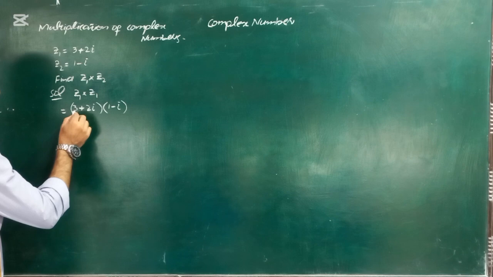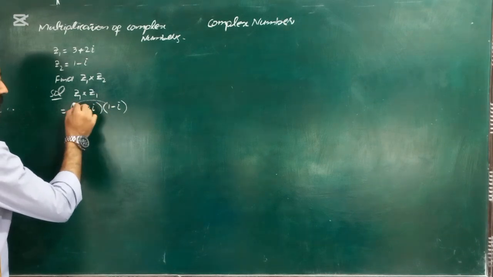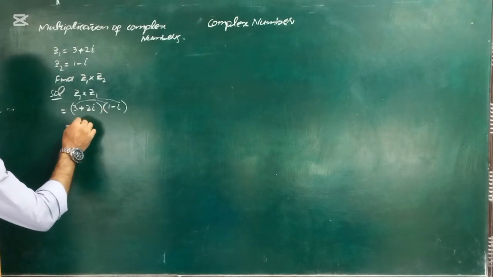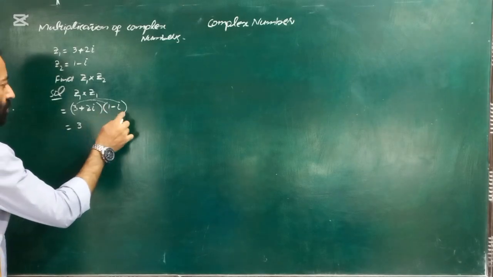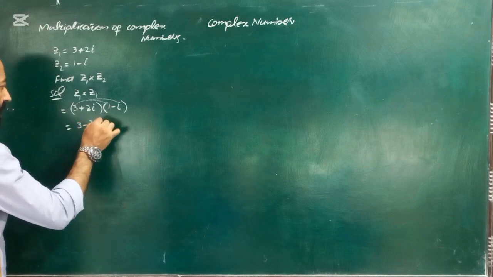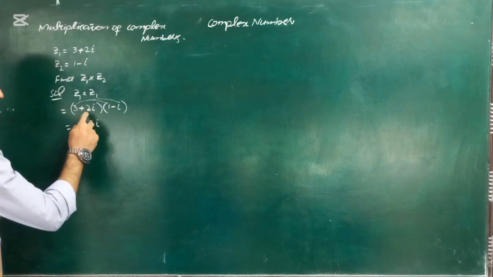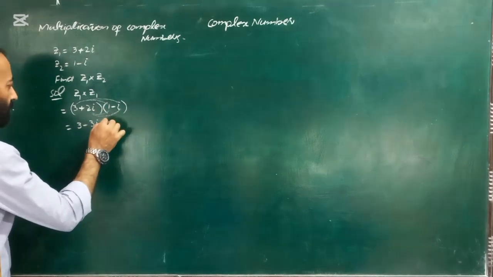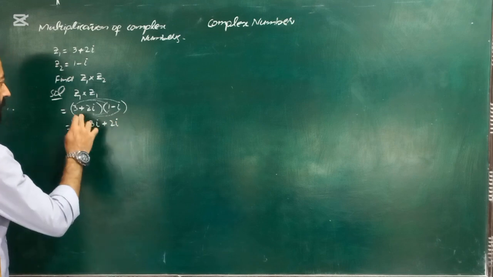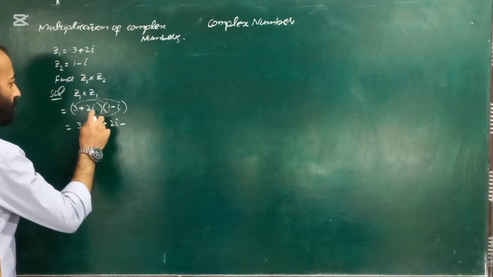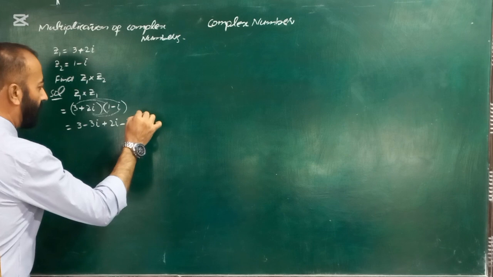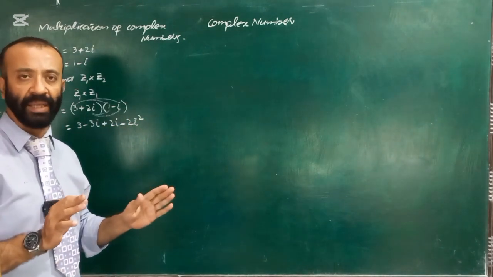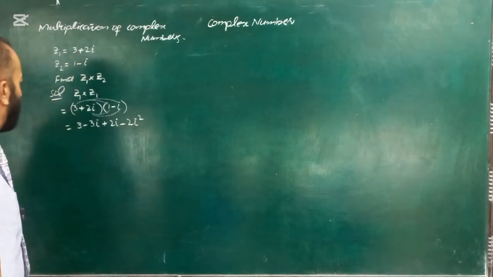First we will take the first member of the first bracket and multiply it one by one with the members of the second bracket. So 3 into 1 is 3. 3 into minus iota will be minus 3 iota. Now this member is going to be multiplied: 2 iota into 1 is plus 2 iota, and 2 iota into minus iota is minus 2 iota square. So we have multiplied these two brackets by applying the simple rules of algebra.